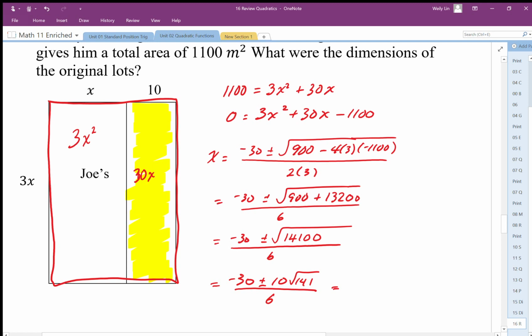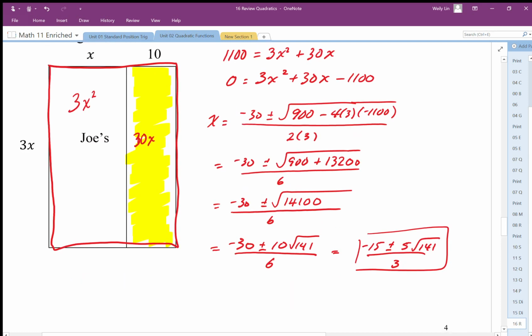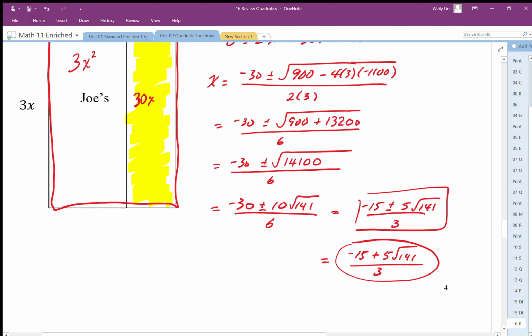Now we should simplify it with a common factor of 2. So it becomes negative 15 plus minus 5 square root 141, all divided by 3. So there's our solution. We can get rid of the negative solution because that x can't be negative. So our solution ends up being negative 15 plus 5 root 141 all over 3. This is a positive version of the solution. So this is the width of Joe's lot.